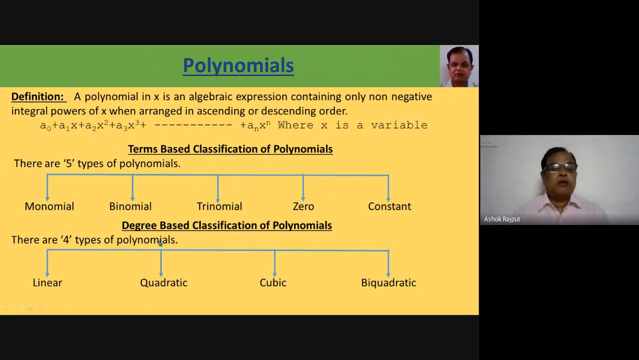Next is degree based classification of polynomials. There are four types of polynomials. Linear polynomial: if its degree is 1, then it is linear. Quadratic polynomial: if its degree is 2. Cubic polynomial: if its degree is 3. Biquadratic polynomial: if its degree is 4. So have you understood? There are five types of polynomials based on terms and four types based on degree. We will define these also.